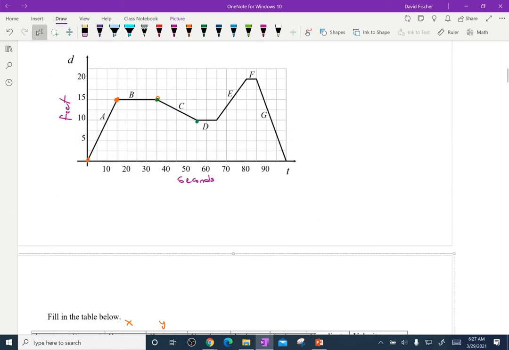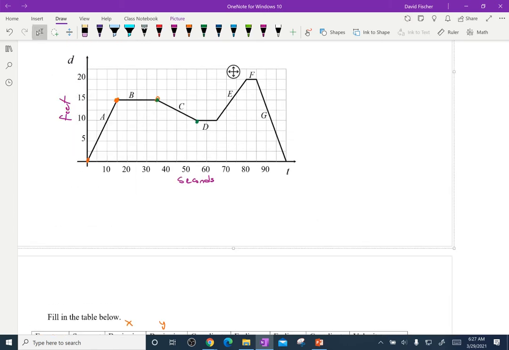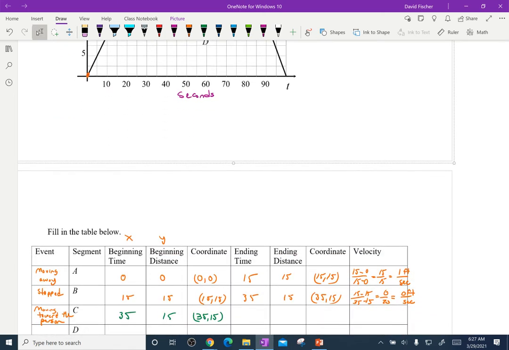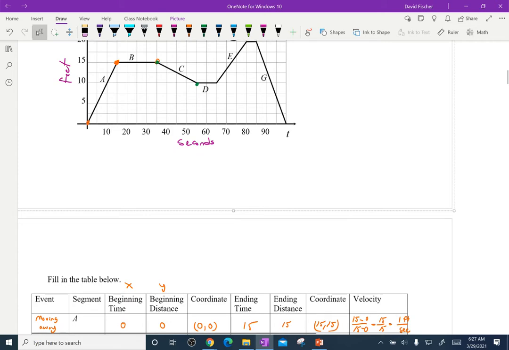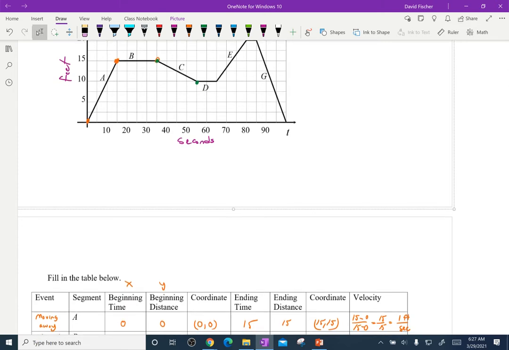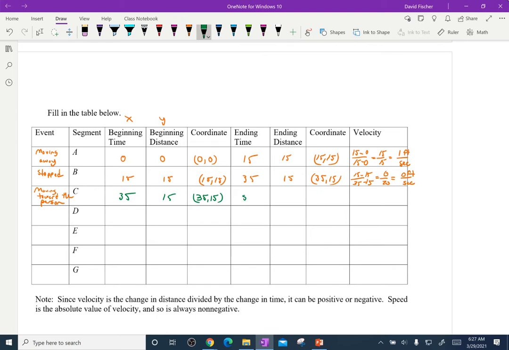Okay, and then our ending of the line segment C is 55:10, it looks like. So that's going to be called 55:10. So again, slope: 10 minus 15 over 55 minus 35. So we have a minus 5 over 20.